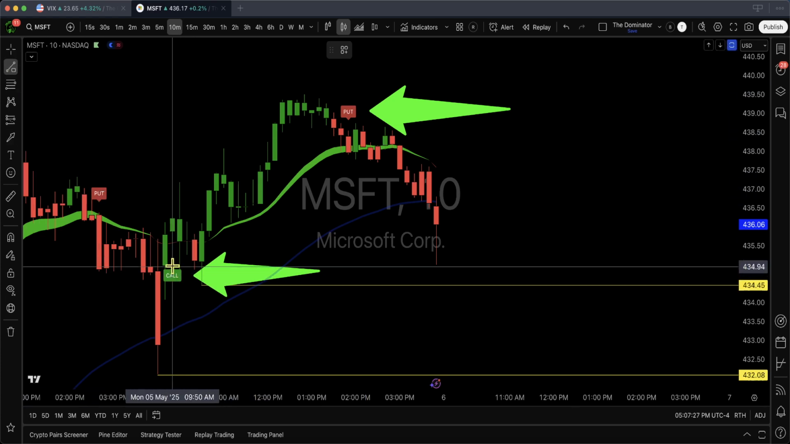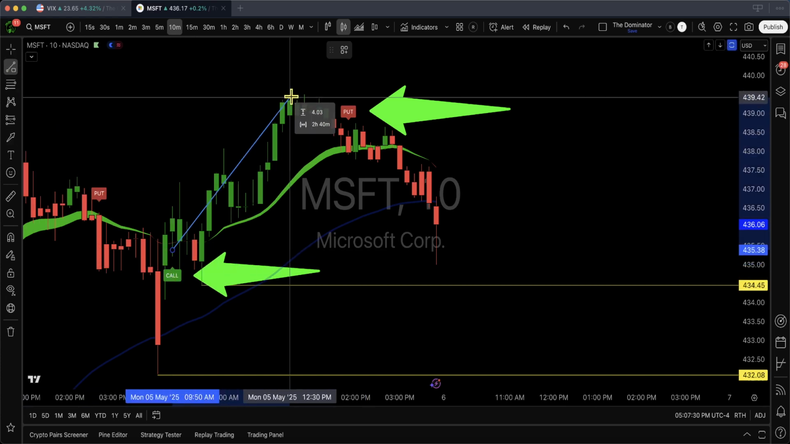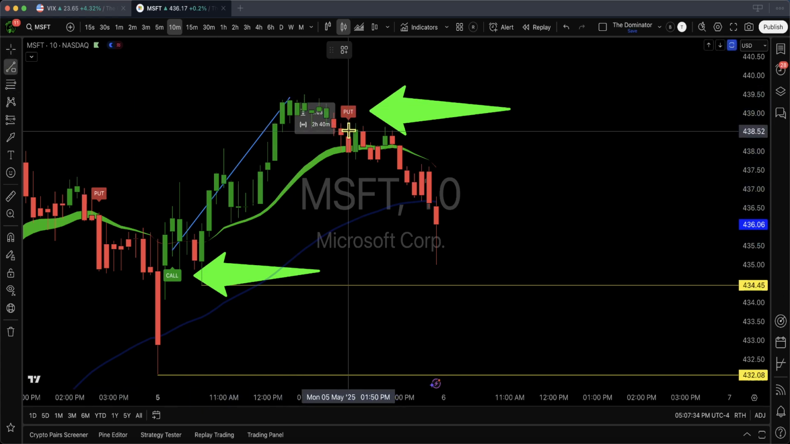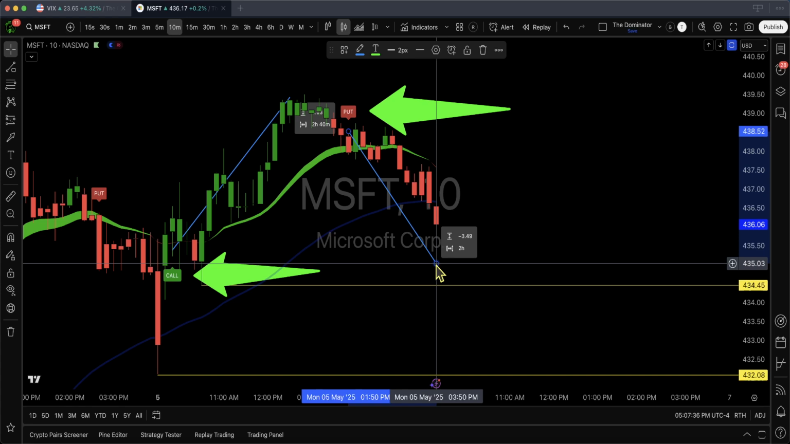Okay, I had my call signal there. From the call signal to the top, that was a $4 move, and then I had my put signal, and from the put signal to the bottom, guys, $3.50. 2 trades for the day, guys, over 30%.